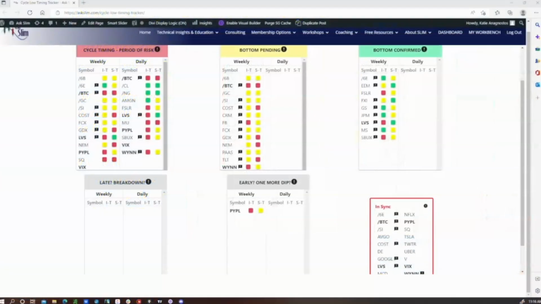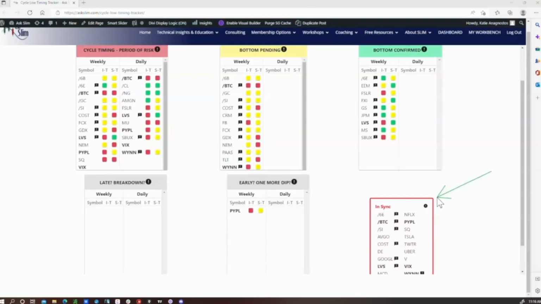Hi, I'm Katie with askSlim. Let's take a look at the Cycle Low Timing Tracker. This is a recently developed tool for our Level 3 and 4 members. Its purpose is to call attention to opportunities that may be setting up both going into and coming out of cycle lows. Today I want to focus on this section here.